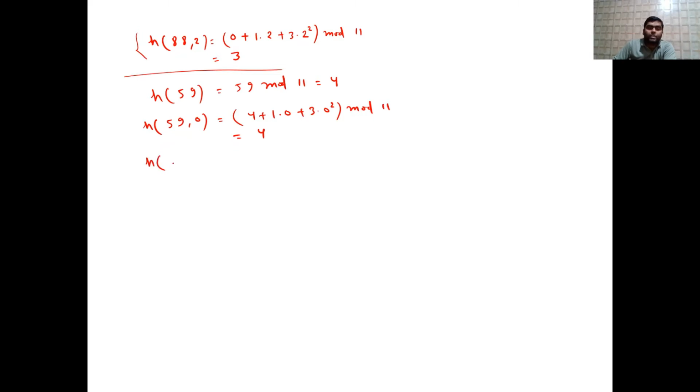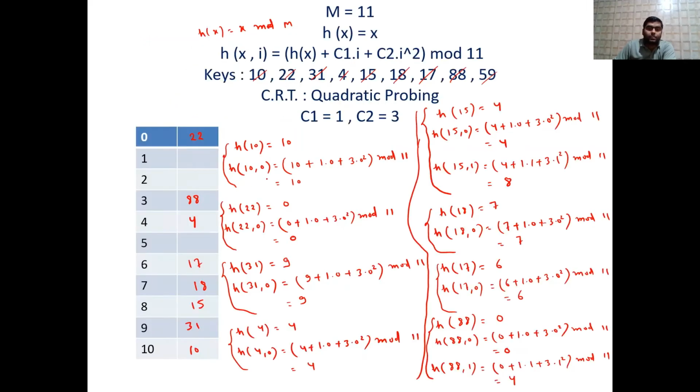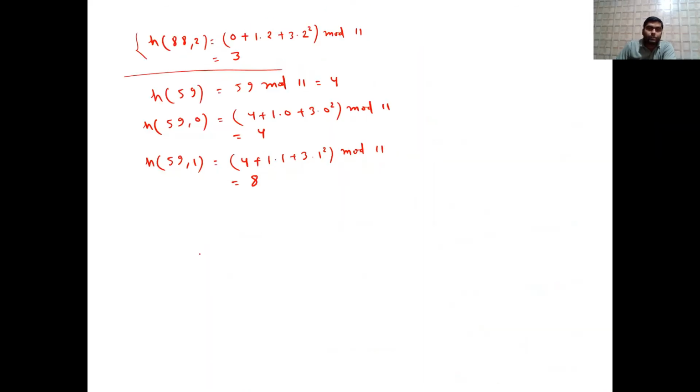Then change the probe: 59 comma 1. H of 59 is 4, already calculated, plus 1 dot probe number 1 plus 3, C2 is 3, dot probe number 1, so it is 1 square, and mod of 11. So this will give you 4 plus 1 is 5, and 5 plus 3 is 8. 8 mod 11 is 8. So 8, yeah, it is already occupied. So again collision. So now change it.